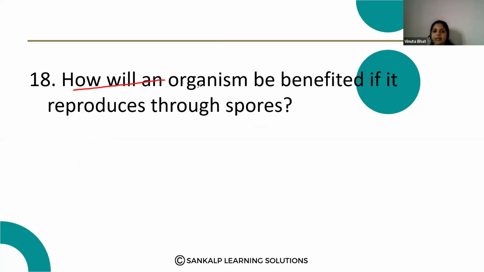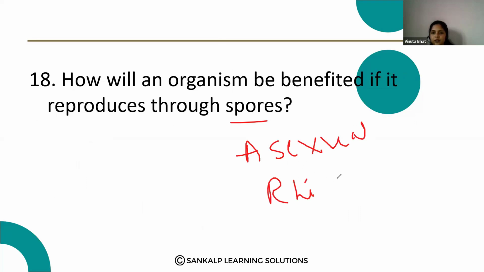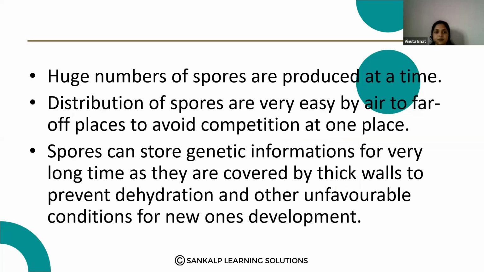How will an organism be benefited if it reproduces through spores? This is spore production, the asexual type of reproduction, right? It mainly occurs in Rhizopus. Rhizopus is a fungus. So here, how will an organism be benefited if it reproduces through spores?